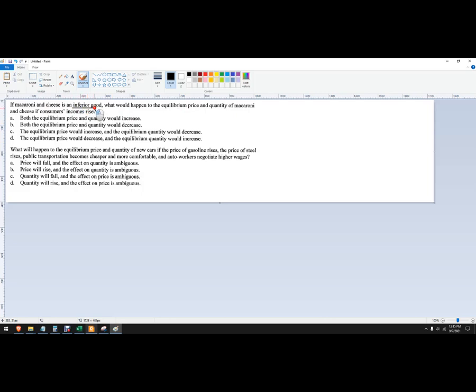Okay, so that tells us an inferior good is one whose demand falls as income rises. So we know that there's going to be a demand decrease. Okay, so we're just going to sketch that out. We've got our supply and our demand, price here, quantity here. One thing that might help you is to put a little plus sign right there and a minus sign right there. So it's only the demand curve that we're going to shift here. The supply of macaroni and cheese hasn't changed.